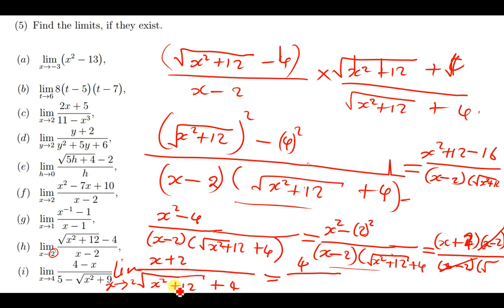So the square root of 16 will give us 4. So this will be 4, and then plus this 4 here. So 4 plus 4. So the final answer will therefore be equal to 4 over 8, which is just 1 over 2. So the answer is simply 1 over 2. Let us quickly move on to the last question here, which says 4 minus x over that.